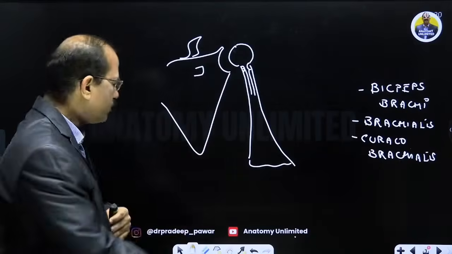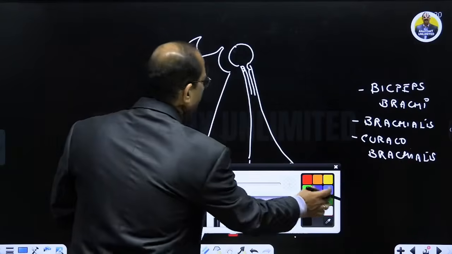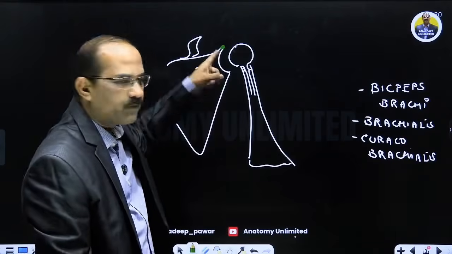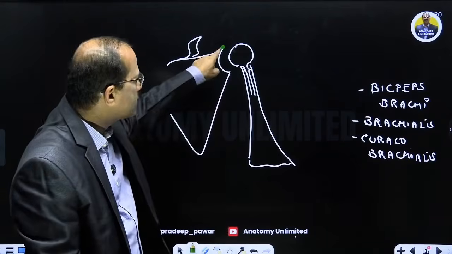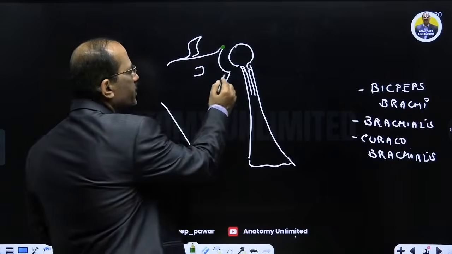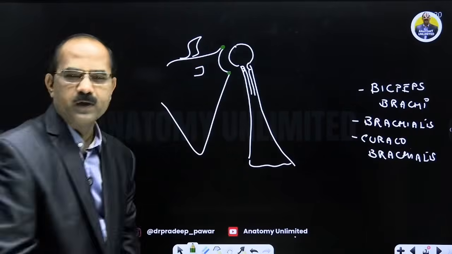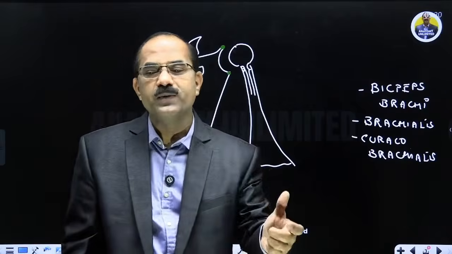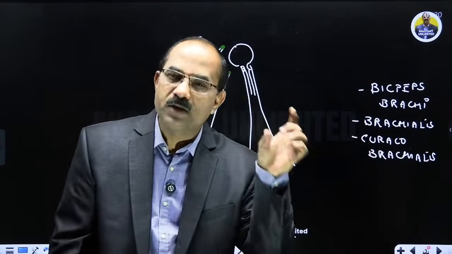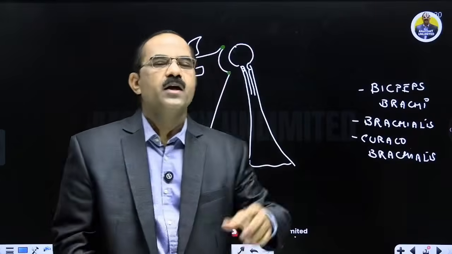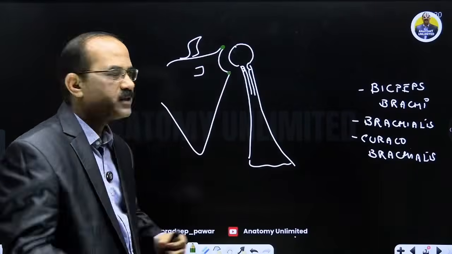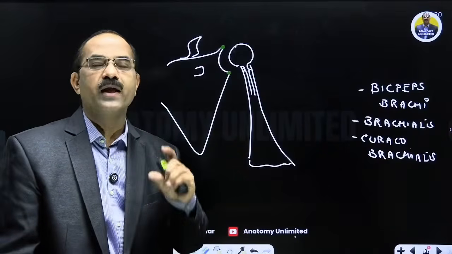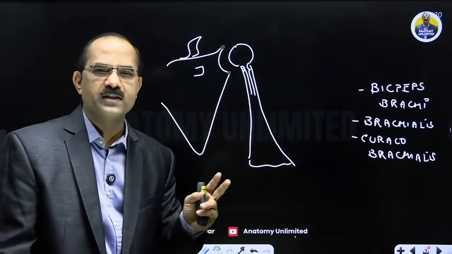The long head of biceps brachii arises from, have a look. What is this? That's a scapula. ये क्या है? Glenoid cavity of scapula. This is the supraglenoid tubercle. This is the infraglenoid tubercle. The supraglenoid tubercle gives origin to the long head of biceps brachii. The infraglenoid tubercle gives origin to long head of triceps. Fine.